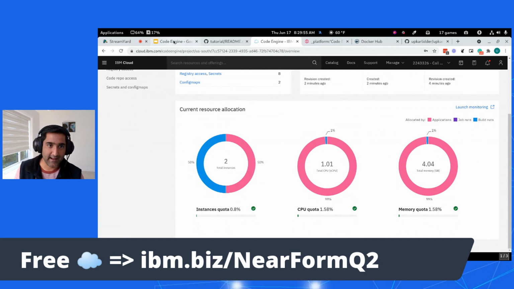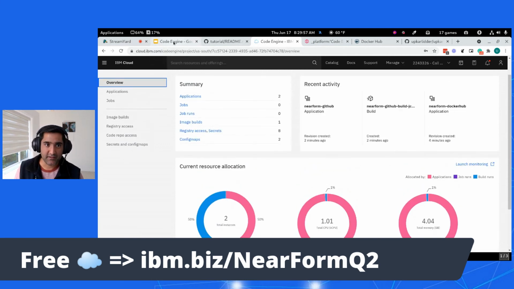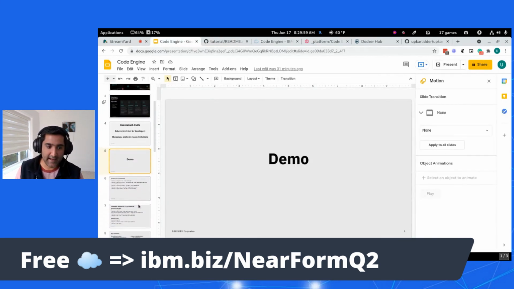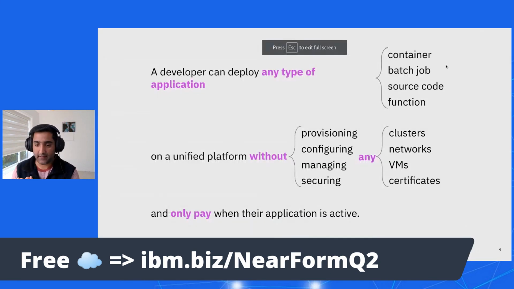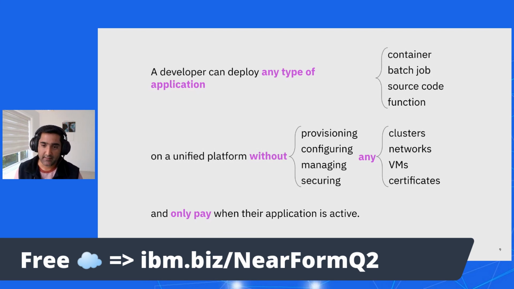All right, so I think I'm out of time, but just to recap, we took our code, ran it locally, Dockerized it, pushed the image to Docker Hub, and then told Code Engine to go grab that image. Then the second way of doing that was we pushed our code to GitHub and told Code Engine, hey, here's the code, here's the Docker file, you go create my image, push it to Docker Hub, and deploy my application.